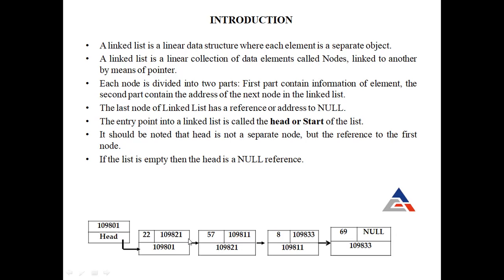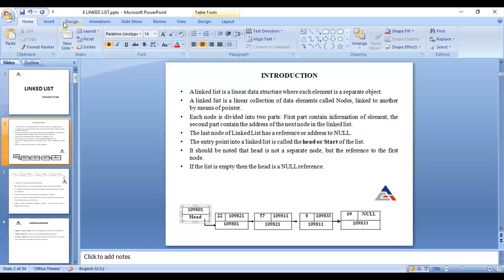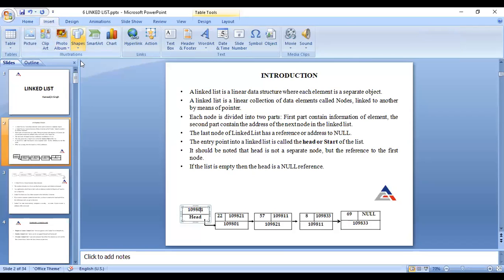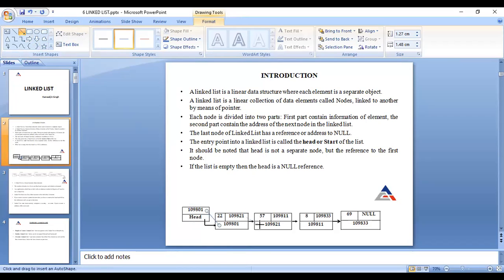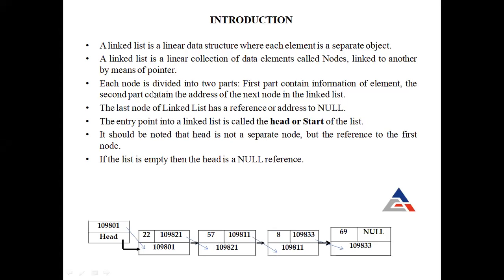You can check over here that the next node has the address 109821. If I want to make it more clear, you can check over here that this represents the address of this one, and this represents the address of this one, and this represents the address of this one, and this represents the address of this one. Fine. Let me start again. Each node is divided into two parts. The first part is the information part. We call 22 the information.